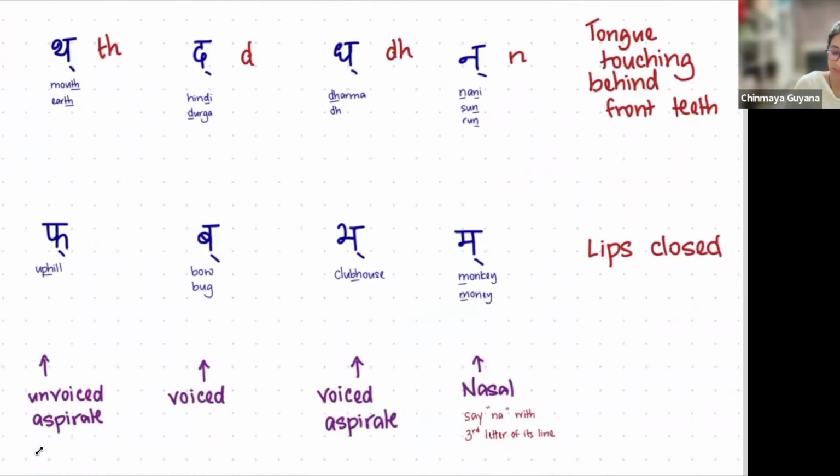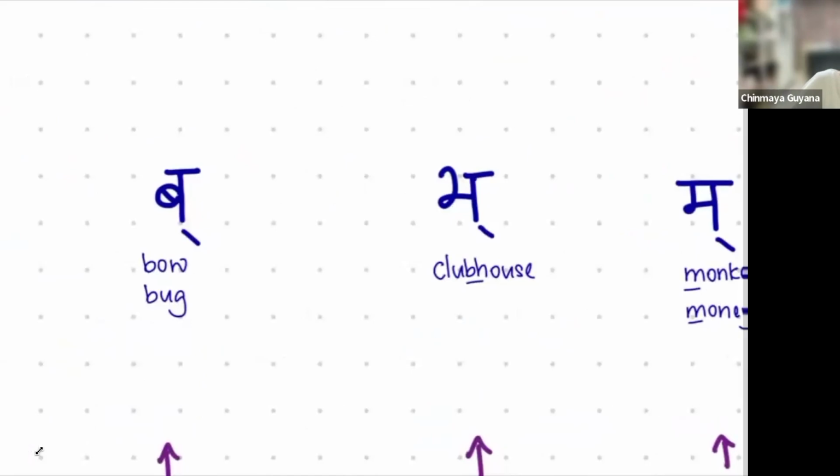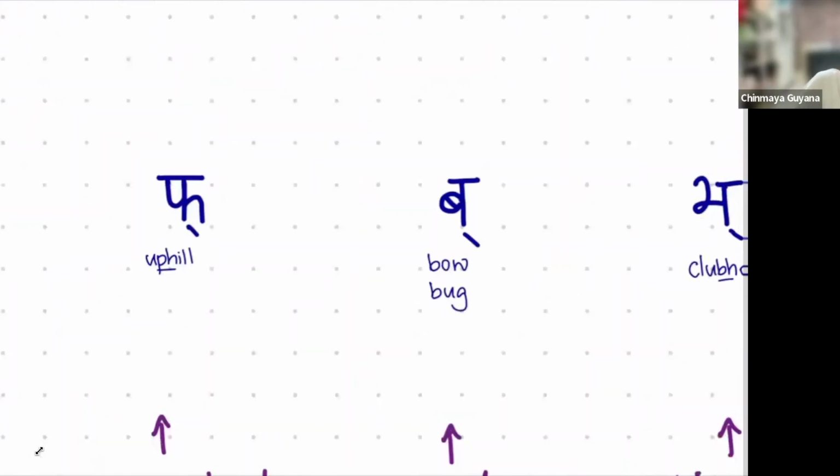Then we come to the last line, which has lips closed. P, p, b, p, m. This is p. Hindi speakers, this is not f. In Hindi, it is f. In Sanskrit, it is p. Actually, in Hindi, it's also supposed to be p, but it is Urduized. So we say f in Hindi, right? But this is p. The same p sound in the aspirate, p.